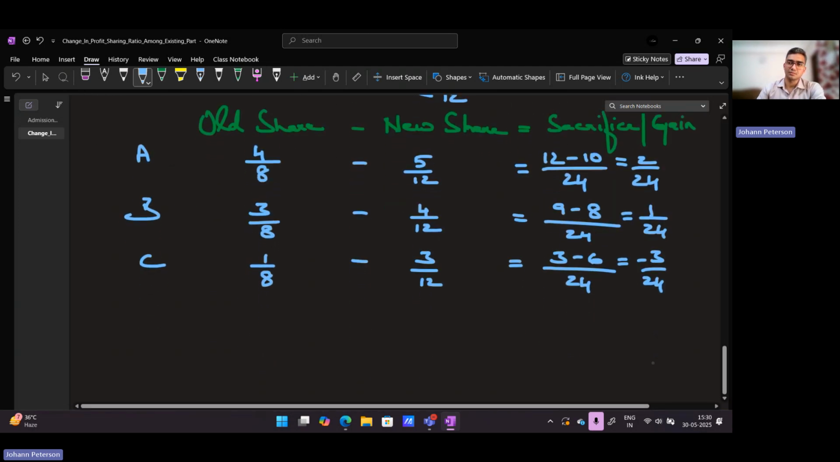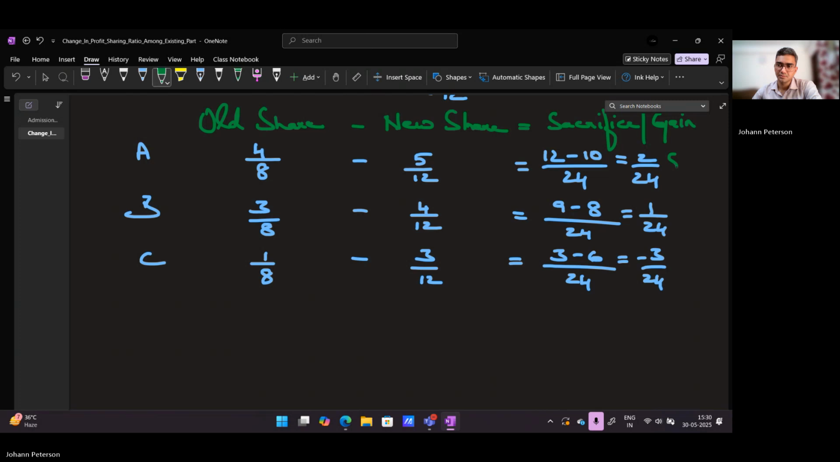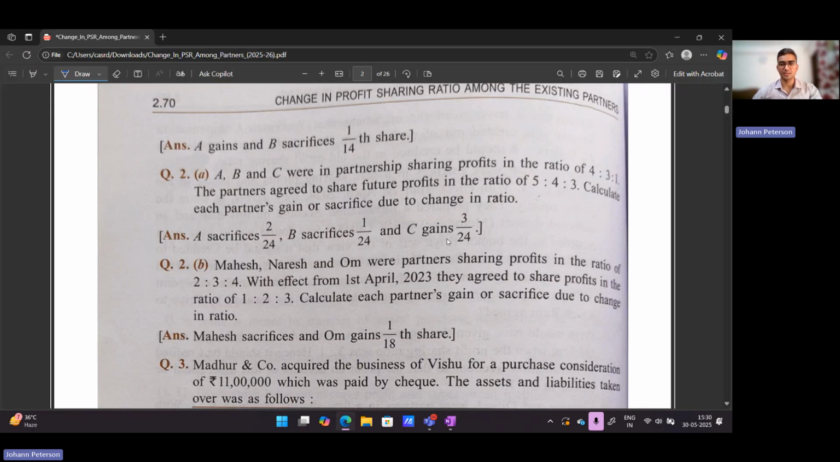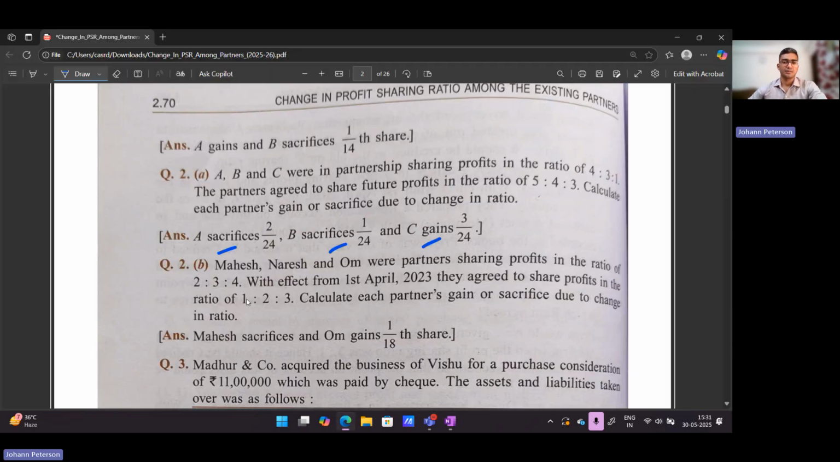So here, looking at what we have just worked out, we can say that A is the sacrificing partner, B is the sacrificing partner, C is the gaining partner. And if you see 2 upon 24 plus 1 upon 24, it comes out as 3 upon 24. So A and B have sacrificed, and that same amount of gain C has got, which is again 3 upon 24. So any two partners' sacrifice equals the third partner's gain. So the question asked is how much is the gain and the sacrifice? So A sacrificed 2 by 24, B sacrificed 1 by 24, and C gains 3 by 24.